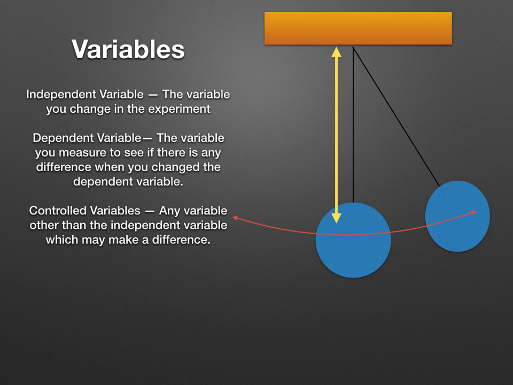So to summarize, the independent variable is the variable that I control, the one that I'm testing. The dependent variable is the one that I measure to see if the independent variable made any difference, and the controlled variables are all of the other things that I've identified that could possibly make a difference, but we want to make sure it's a fair test, so we hold those things the same for all of the trials of our experiment.